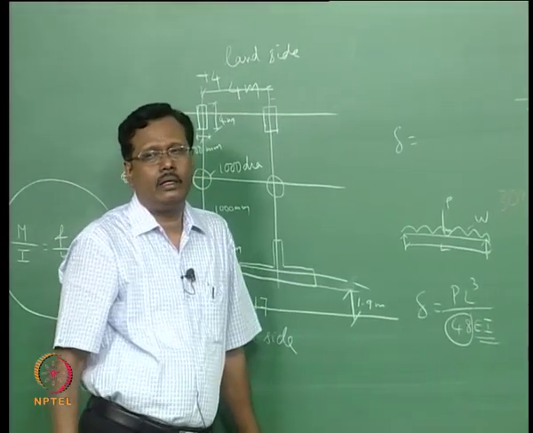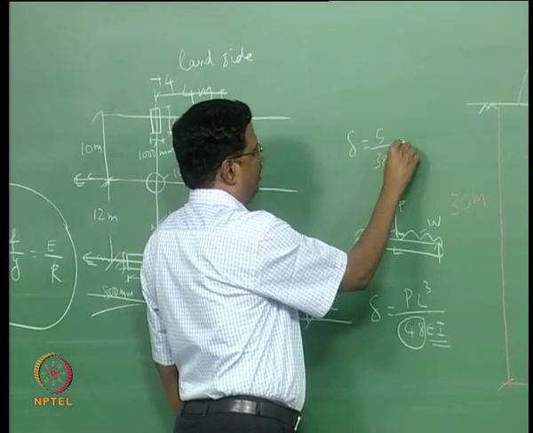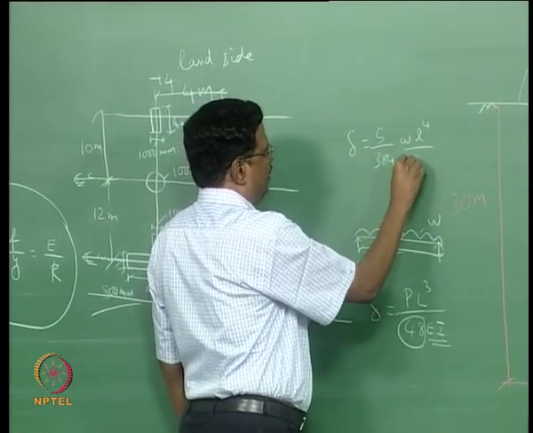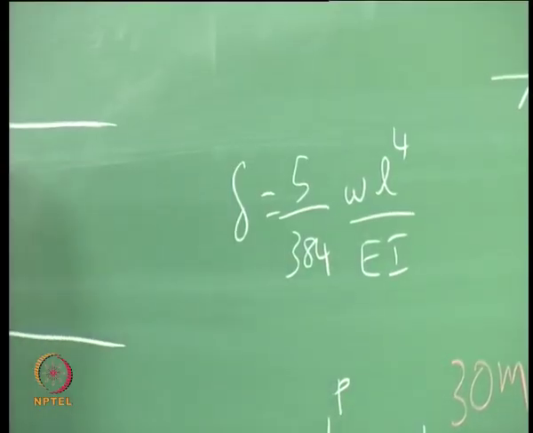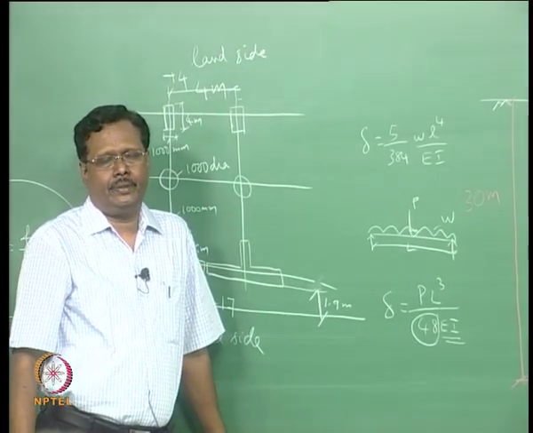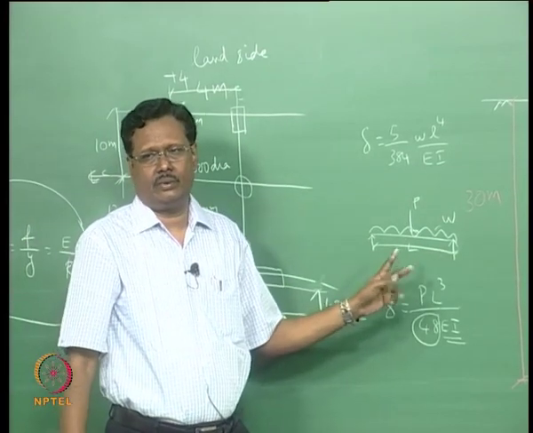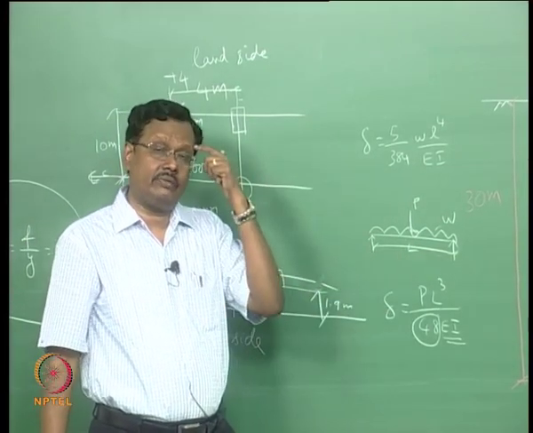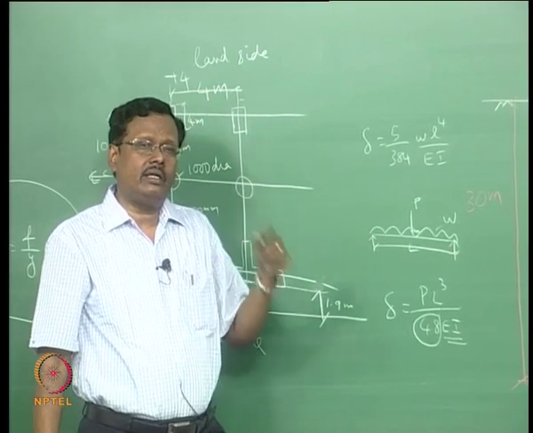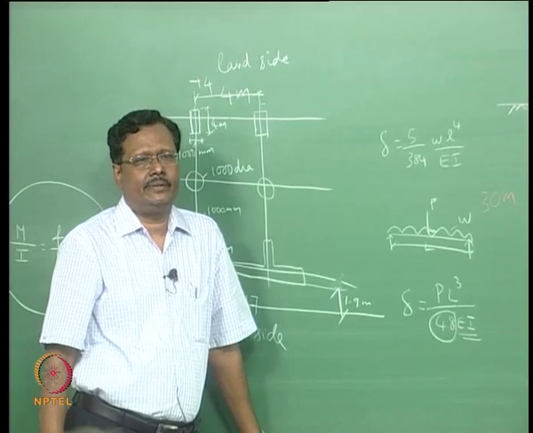5 by 384 WL power 4 by EI. So, now the load acting on the diaphragm wall will be trapezium, not this. The boundary conditions are not like this, boundary conditions are different. So, you have to do analysis and find out what is the limit of deflection, how much you have to limit the deflection.